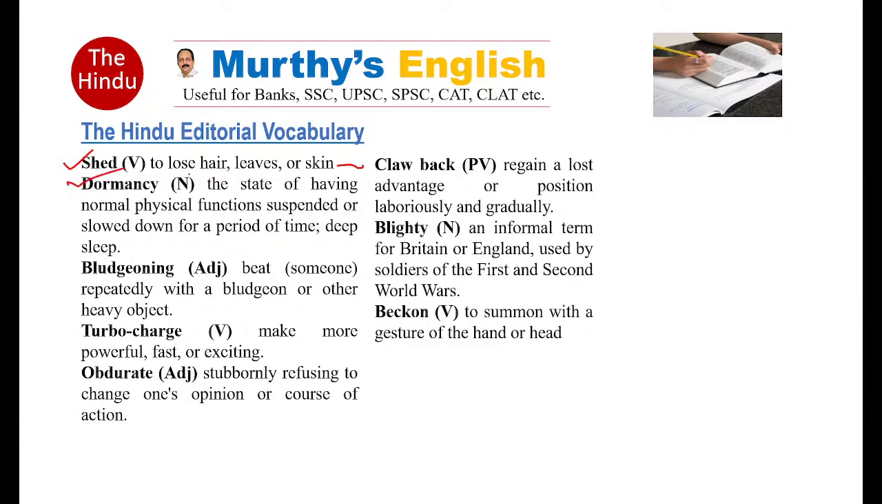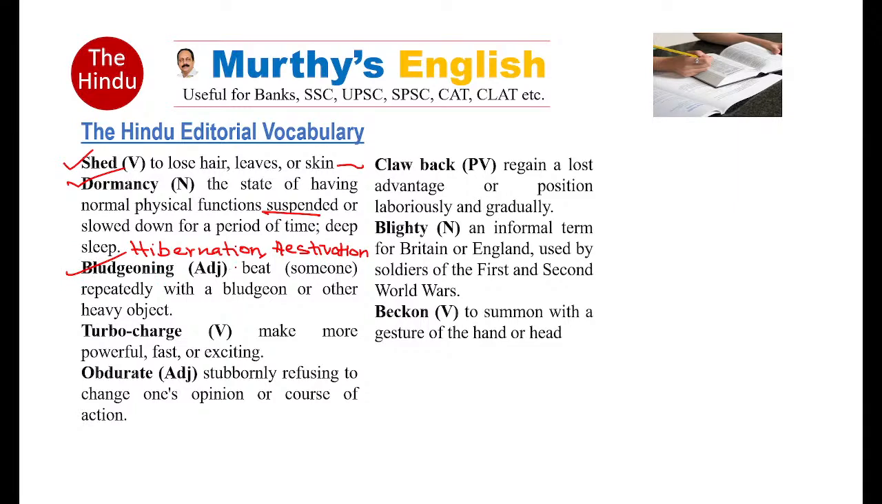And dormancy, it goes with biology. Part of speech noun, the state of having normal physical functions suspended or slowed down for a period of time. We also use the words period of inactivity, deep sleep. When it comes to deep sleep for a long time, there are two terms you have to recollect. One is hibernation. What is the meaning of hibernation? Winter sleep. A lot of students know. And there is another word, summer sleep, for that, estivation. Hibernation, long winter sleep, and long summer sleep, estivation. These two terms are very important and they go with animals. Dormancy, dormant period. Inactive.